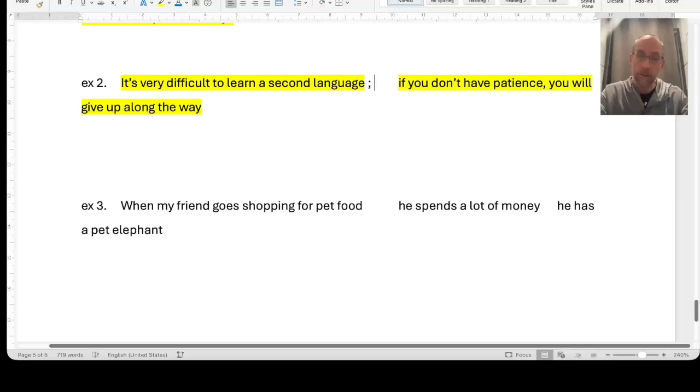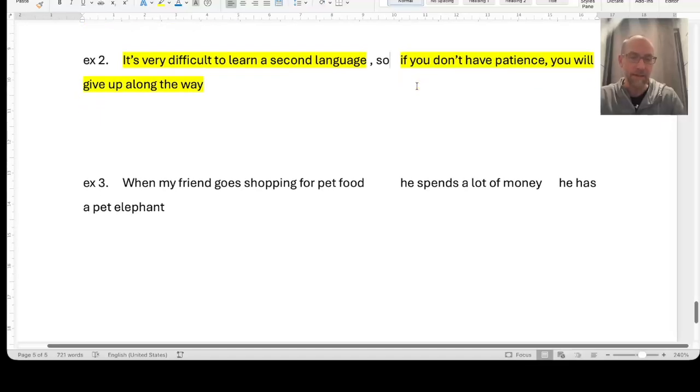We could do semicolon, therefore, as I just said, comma. We could do a comma with a FANBOYS word, comma so. It's very difficult to learn a second language, comma, so if you don't have patience, you will give up along the way. These are all correct sentences.